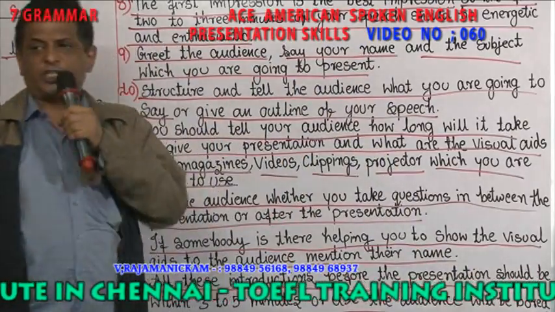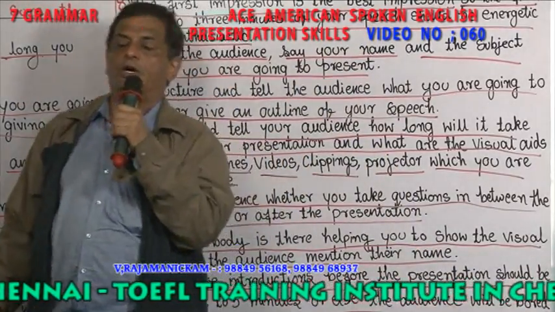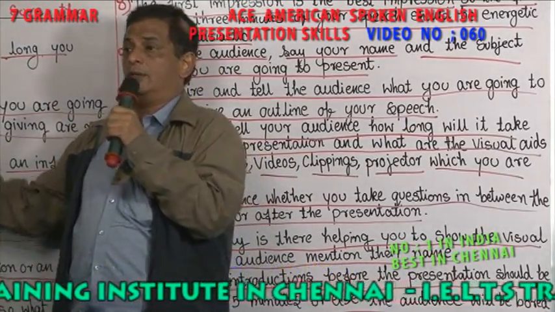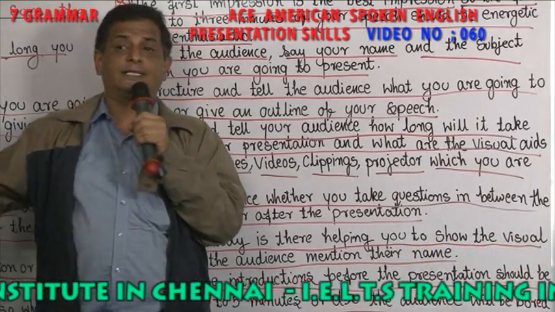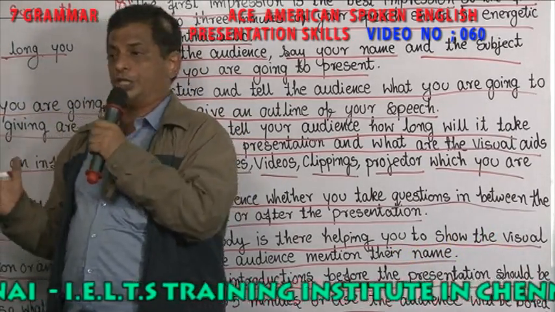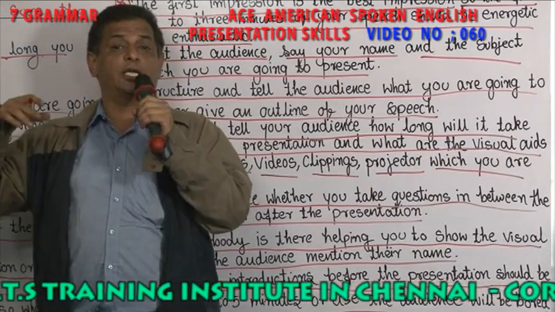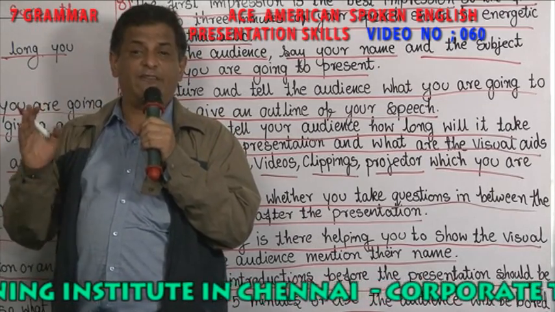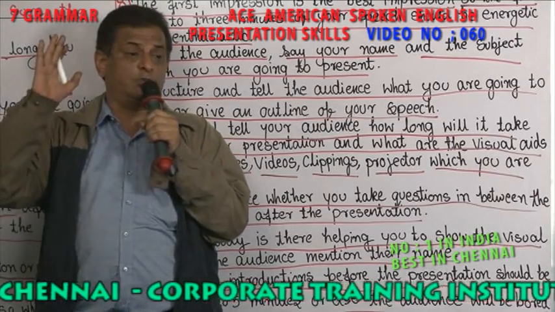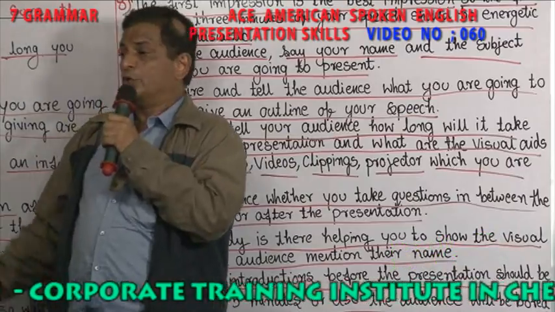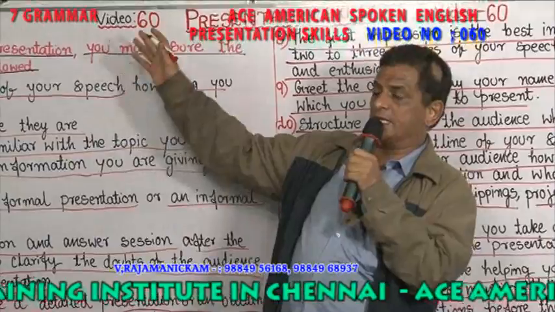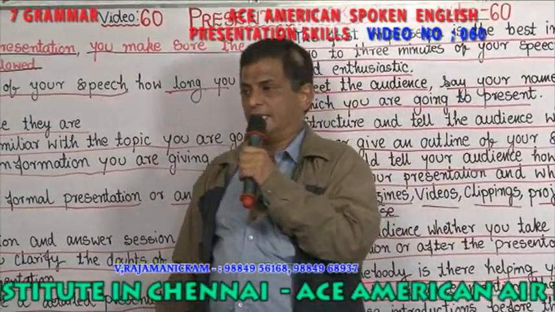So you come to the stage, you tell your name, what you're going to speak about, and give an outline. If an assistant is there, tell his name, tell what you're going to speak, and what duration it takes, and tell the audience whether there'll be a question answer session. Everything should be within 2 to 3 minutes, or else the audience will get bored, right, sir? So this is how to develop your presentation skills, the steps to be followed. Are you clear about it?